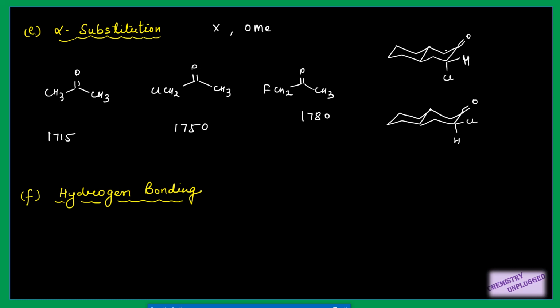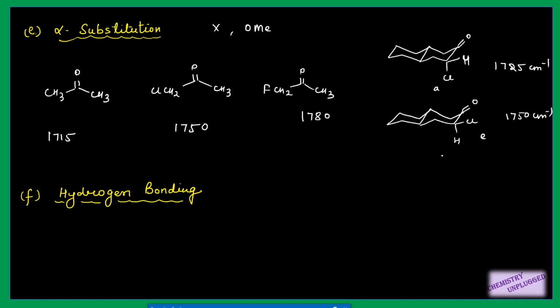In this case we have a Cl at the alpha position, next to this CO, but this Cl can be axial in nature or equatorial in nature. When it is axial, you will have the peak close to 1725 centimeter inverse, and when it is at the equatorial position, you will have the peak near 1750 centimeter inverse.